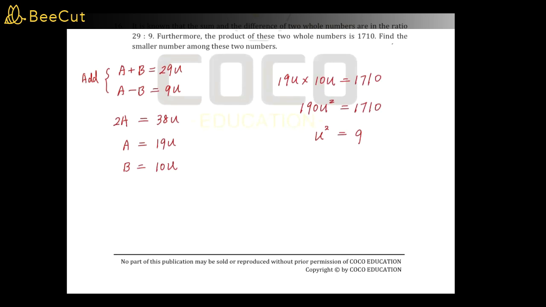Now we know 3 times 3 equals 9. This means that 1U equals 3. So 1U equals 3, we can work out the two numbers. A is 19 times 3 equals 57. And B equals 10 times 3 equals 30. They're asking for the smaller number, so the answer is 30.